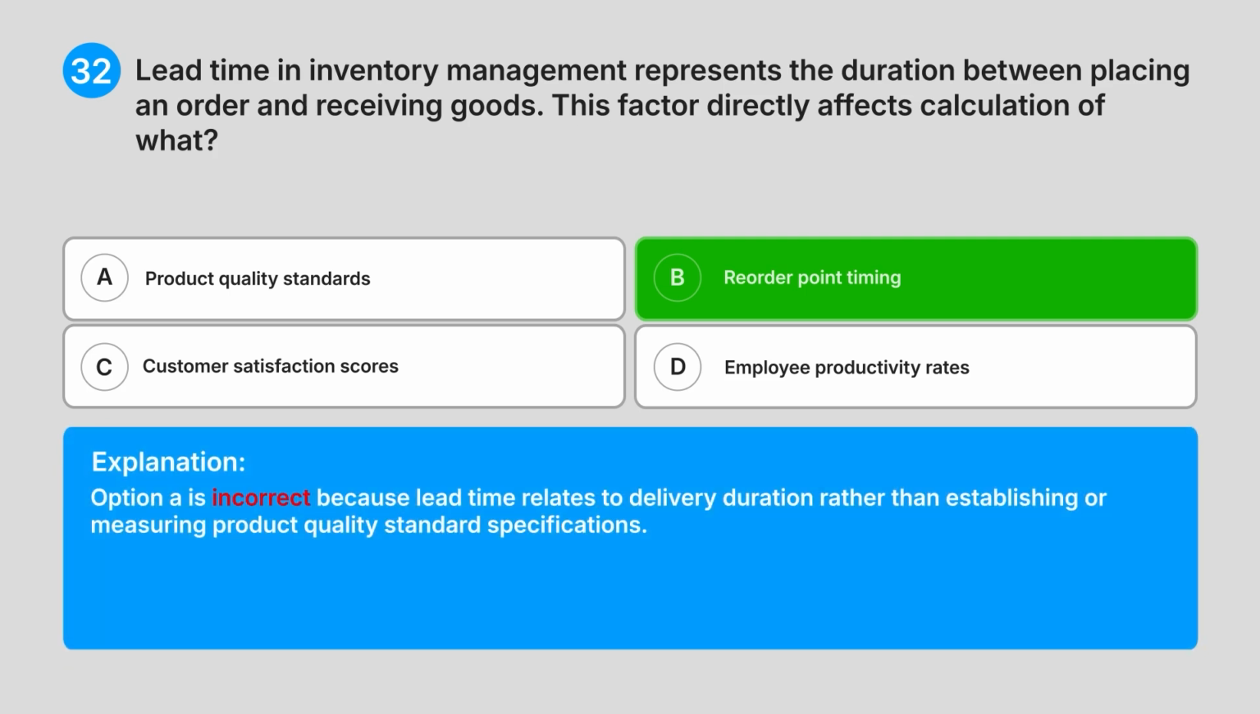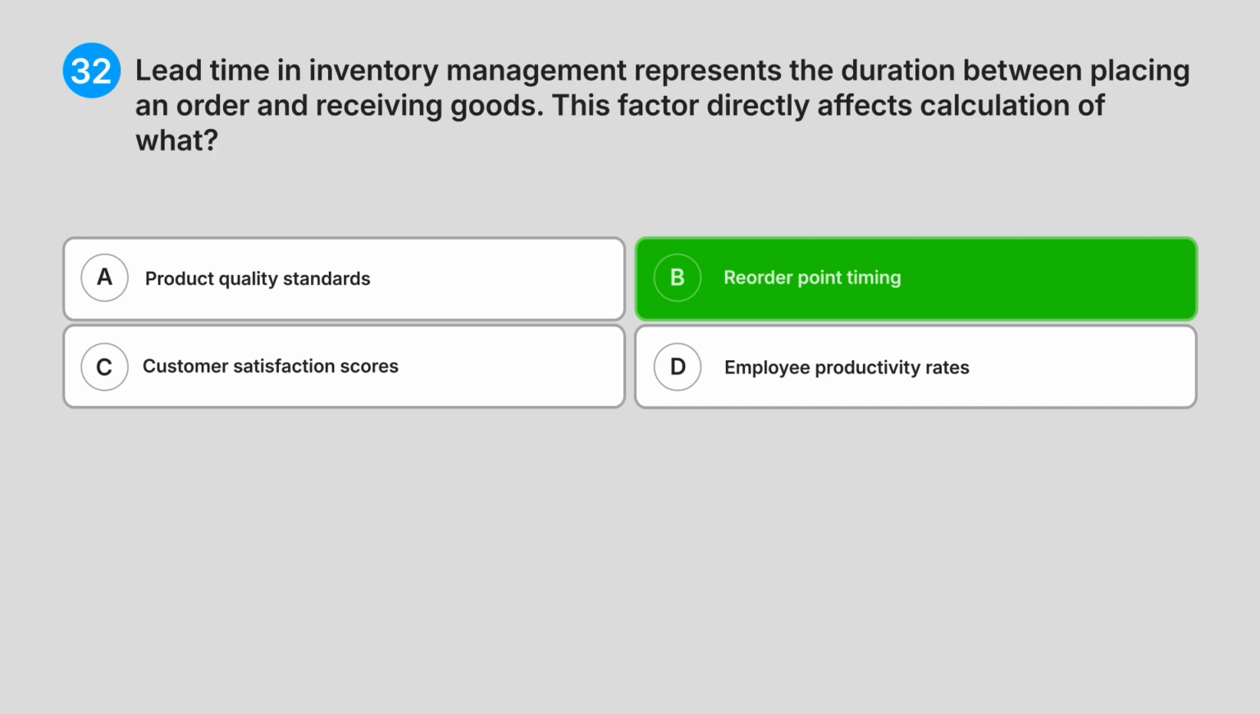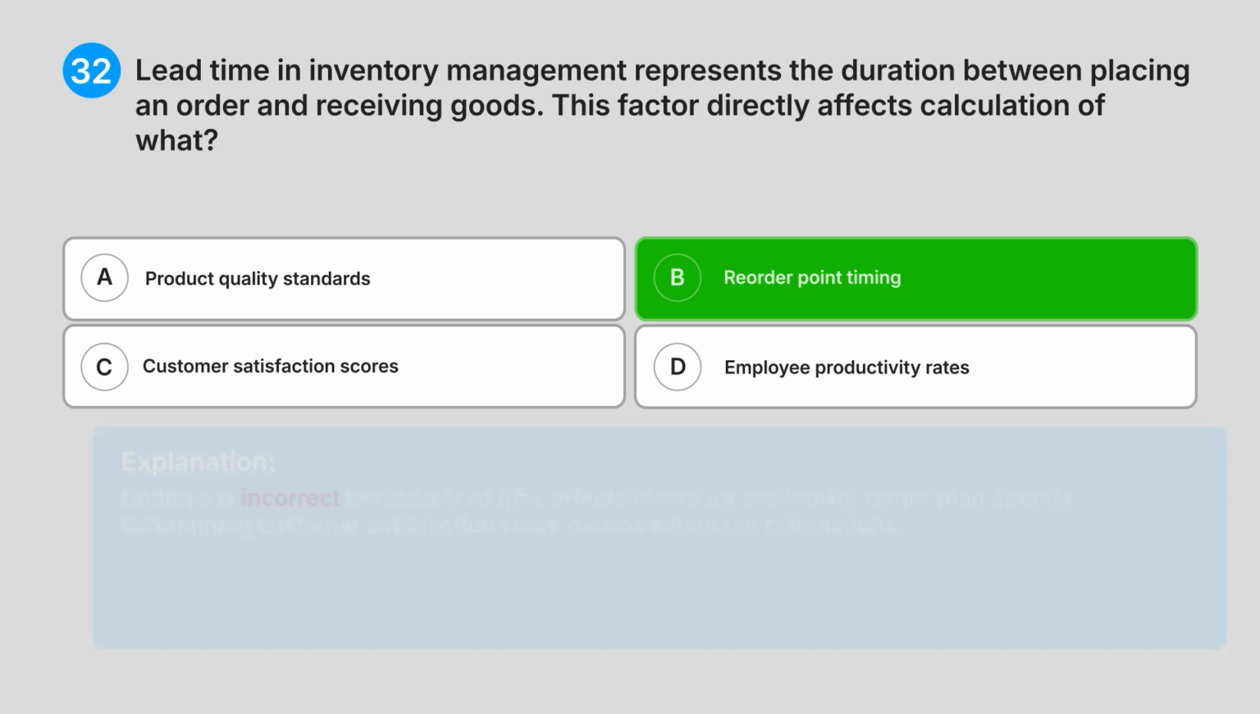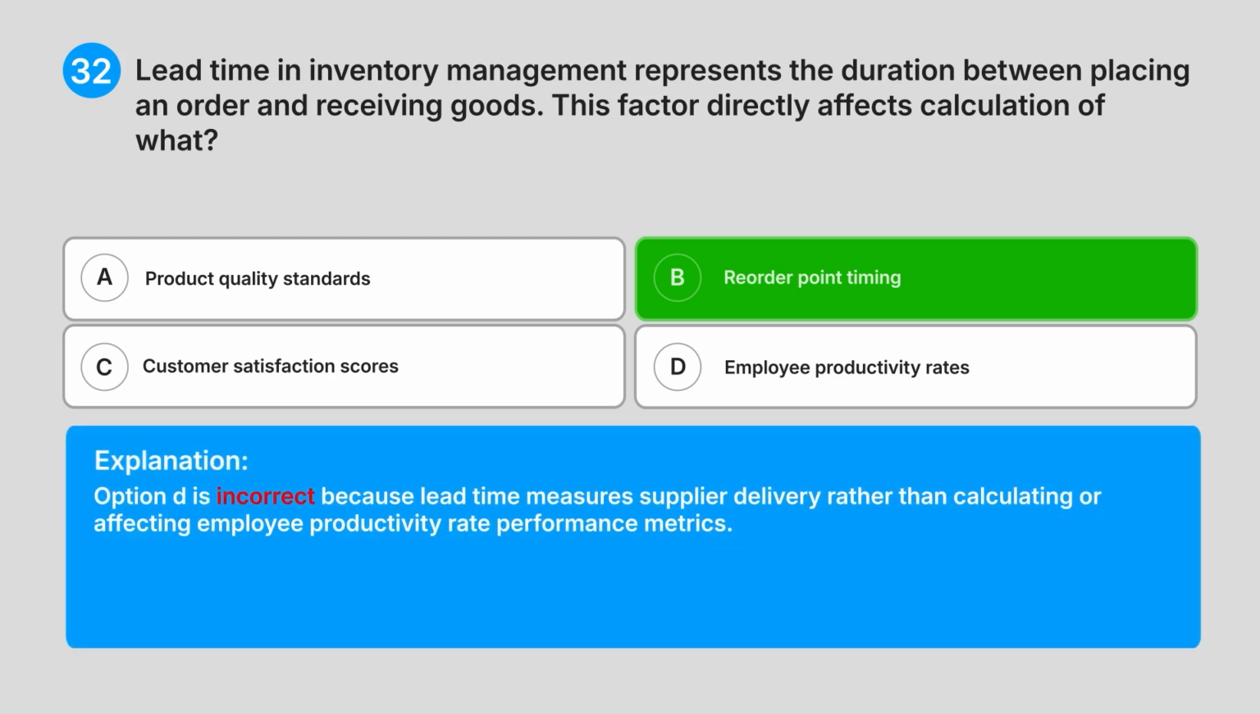Option A is incorrect because lead time relates to delivery duration rather than establishing or measuring product quality standard specifications. Option C is incorrect because lead time affects inventory availability rather than directly determining customer satisfaction score measurements or calculations. Option D is incorrect because lead time measures supplier delivery rather than calculating or affecting employee productivity rate performance metrics.